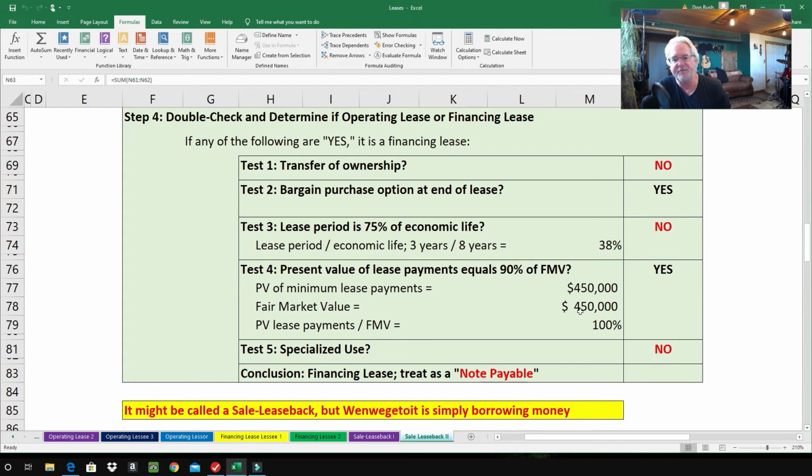Fair market value. Well, the fair market value at the time the lease is signed is $450. Well, if you do a little division, you get 100%, and 100% is greater than 90% of the fair market value, so the answer is yes.